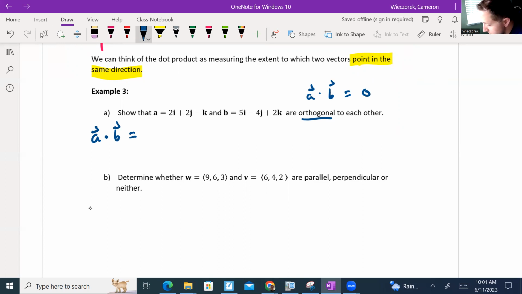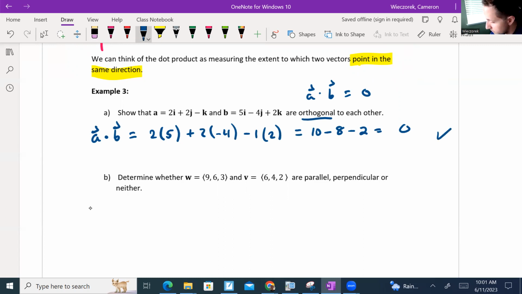All right, so in this case, I'm going to have 2 times 5 plus 2 times -4 minus 1 times 2. So I get 10 minus 8 minus 2. 2 minus 2 is 0. Okay. So I'm just going to conclude by writing, therefore, A and B are orthogonal to each other.